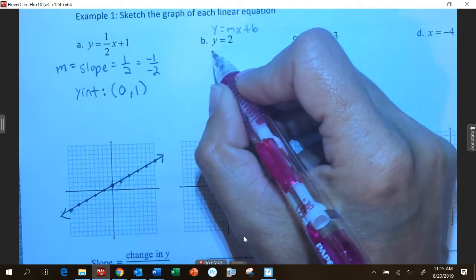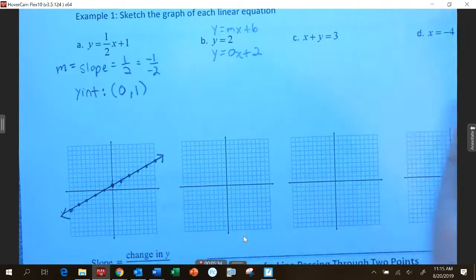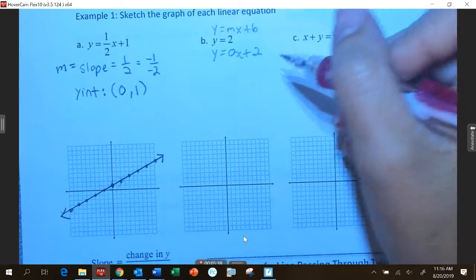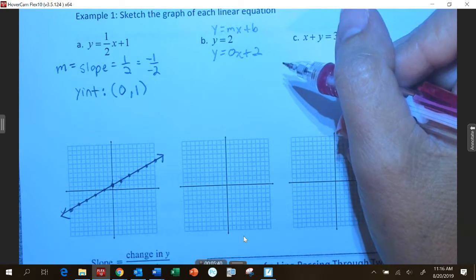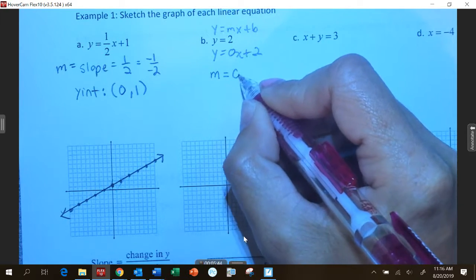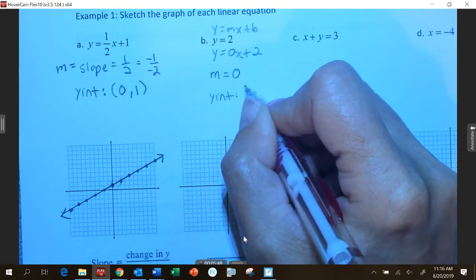So this is the equation y equals 0x plus 2. So it is in y equals mx plus b form. We just don't write the 0x because we just know that it's there. So then our slope for this one is going to be 0, and our y-intercept is the ordered pair (0, 2).